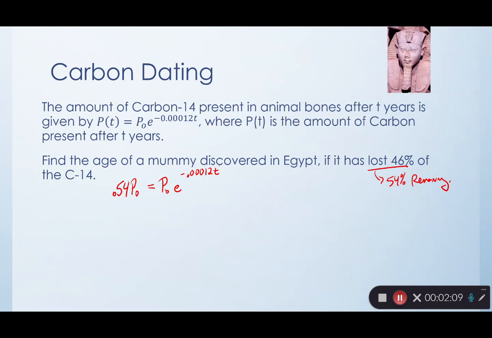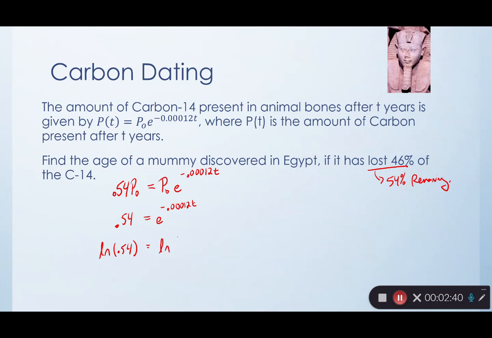And now we can solve this thing for t because P0 is going to divide out. So you do not always need your P0, your starting amount, to answer these types of questions. So we're going to divide out the P0. We've got 0.54 equals e to the negative 0.00012 t. How do we get the t out of the exponent? You say, we're going to take the log of both sides.